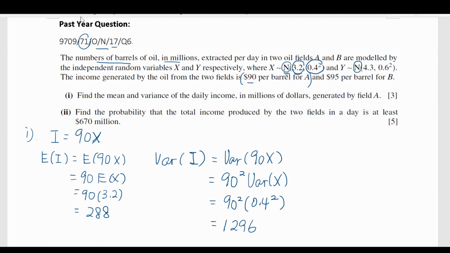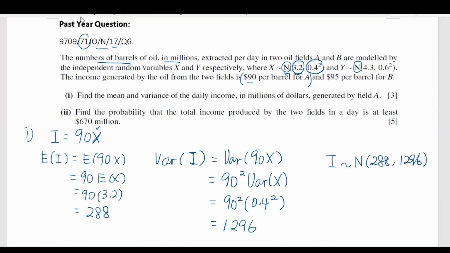We do know that I also follows a normal distribution, right? Because X is a normal distribution, based on the explanation in part 1. Hence, I follows a normal distribution with mean 288 and variance 1296. All right.